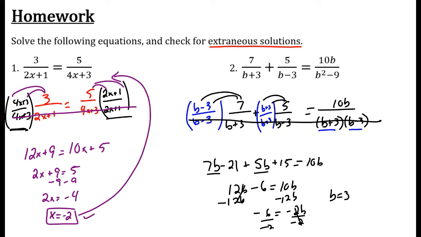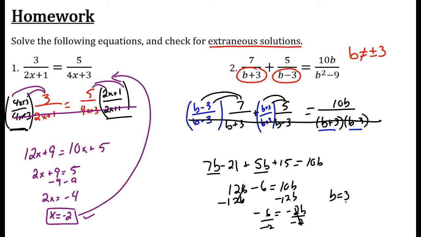However, warning, you can't box that in yet and be done, because you need to go back up here and say, when am I undefined? What values make my denominators equal to 0? What values are excluded? Well, this gives me negative 3. This gives me 3, and the difference of perfect squares gives me negative 3 and 3. So b cannot equal plus or minus 3.